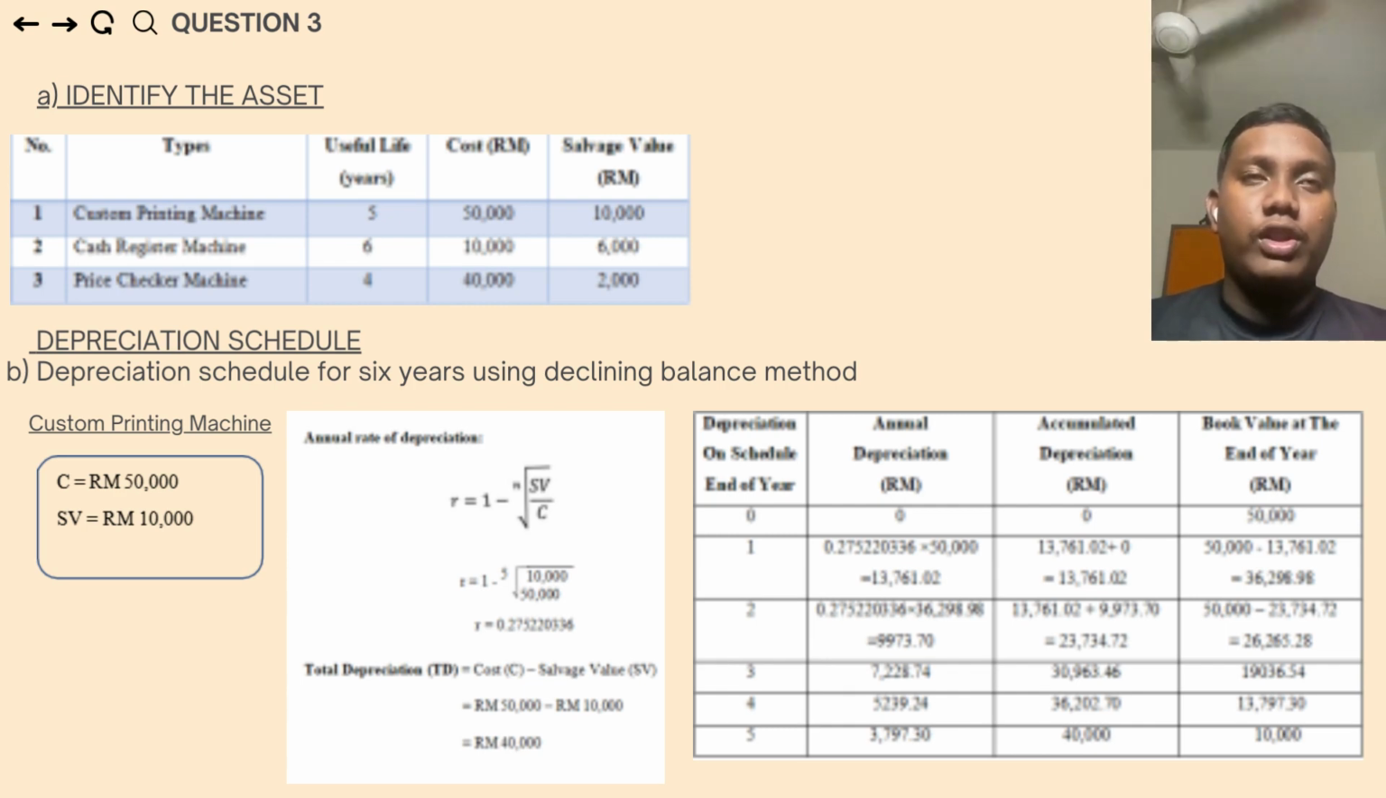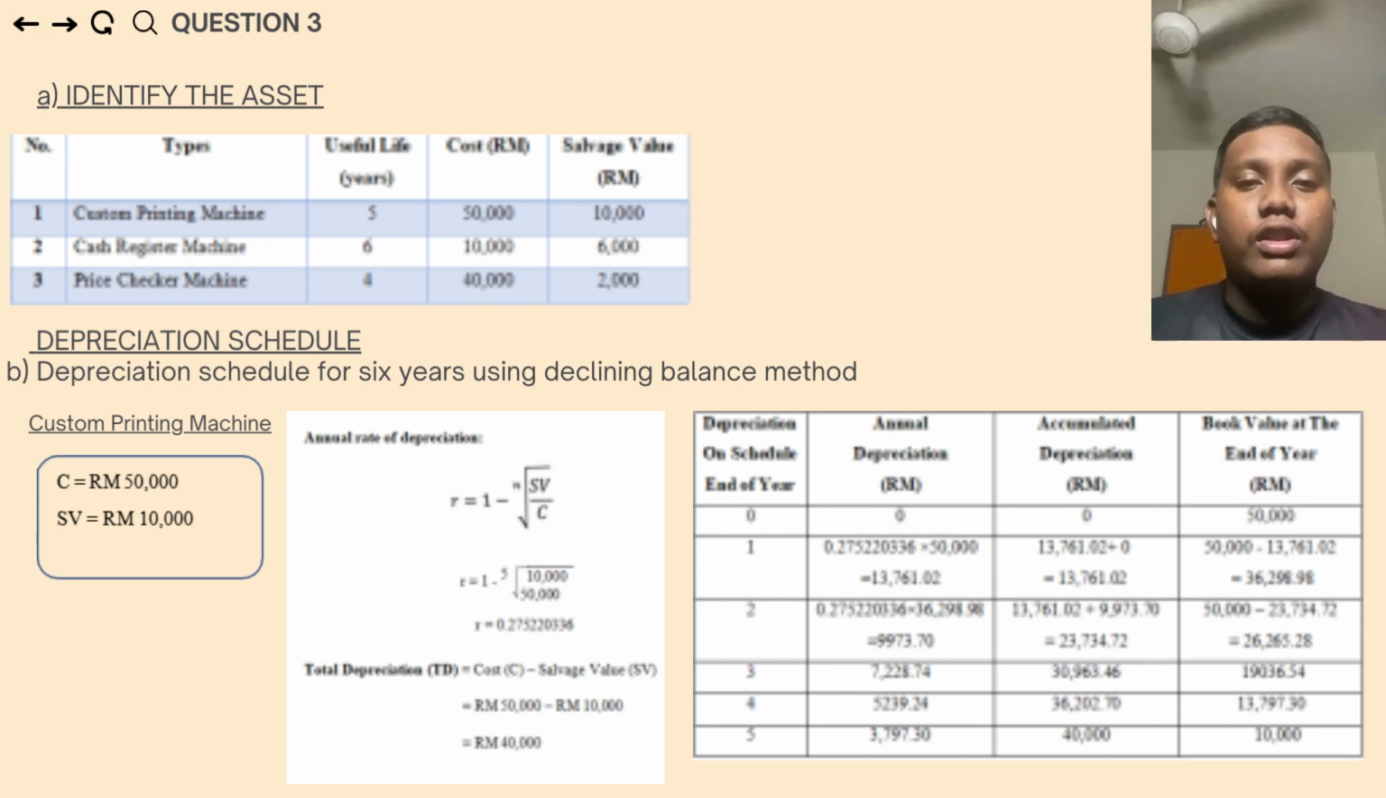Today I'm going to present question 3. First, for question 3A, we need to identify the assets. So I identify 3 assets. First, the custom printing machine, whose useful life is 5 years, the cost is 50,000 ringgit, and the salvage value is 10,000.